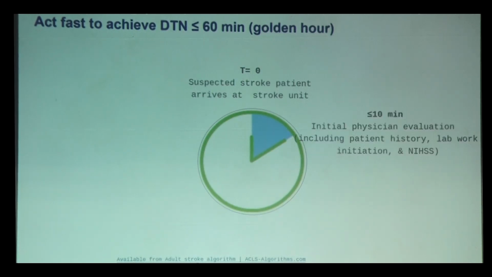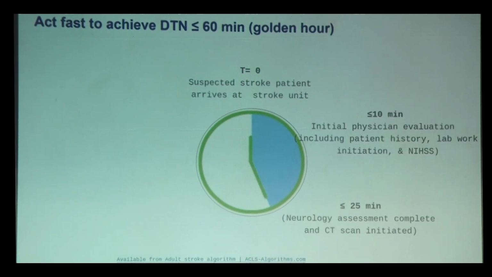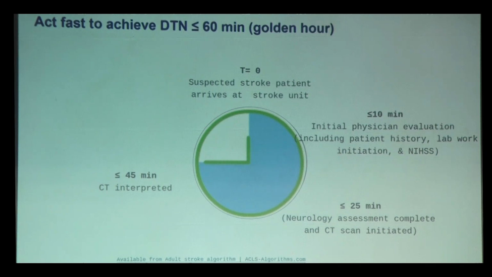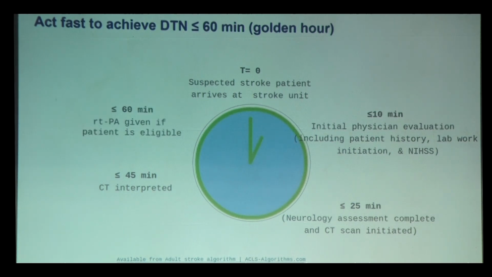Naveen sir has already discussed about these golden hours. That is whenever the patient comes, that is T0, a stroke patient arrives at the stroke unit, and within 10 minutes the initial physician evaluation to be done, and 25 minutes neurology assessment and CT to be completed. By this time the stroke team to be informed, and 45 minutes the stroke CT brain should be interpreted, and 60 minutes we should try to administer the alteplase.